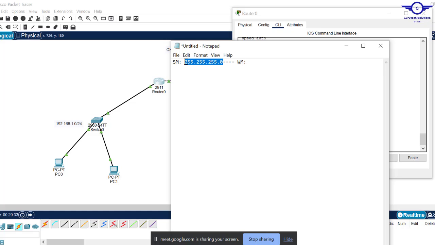Now wildcard mask, WM, will be the inverse of this. How do you calculate the inverse? Very simple. You take the full subnet mask, which is also the full 32-bit mask, 255.255.255.255, minus this. You copy and paste it here. So let me just drop it down here. Okay, so you subtract here.